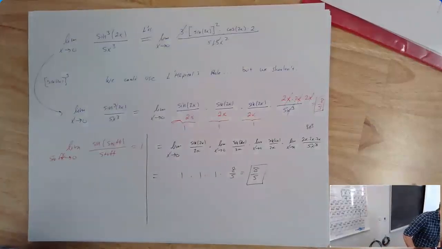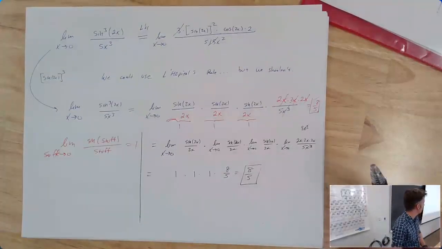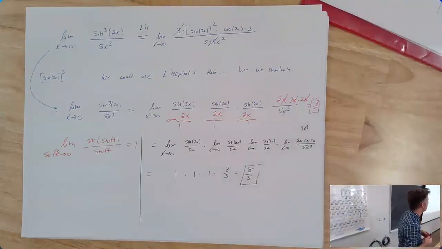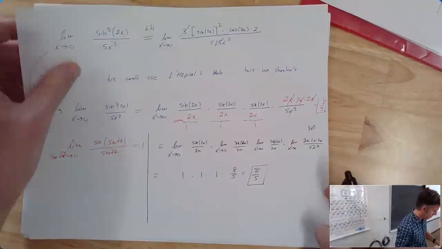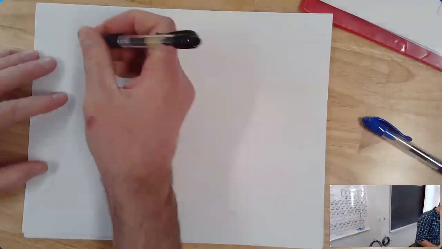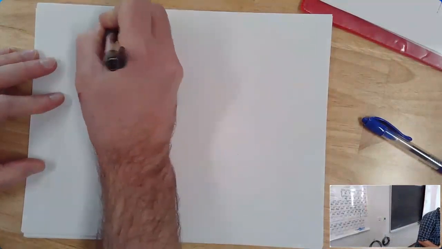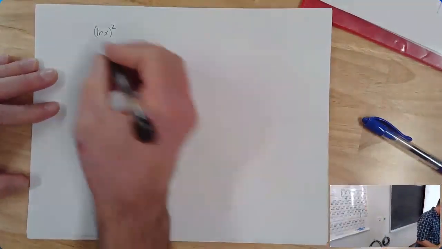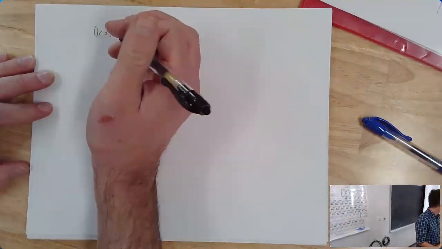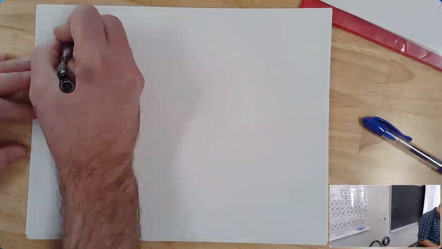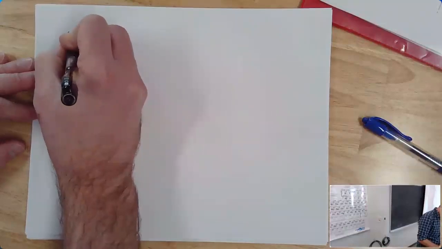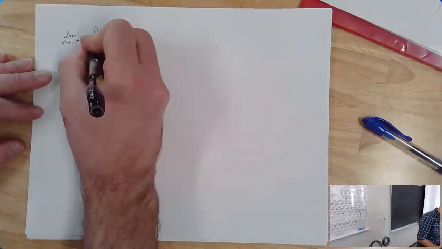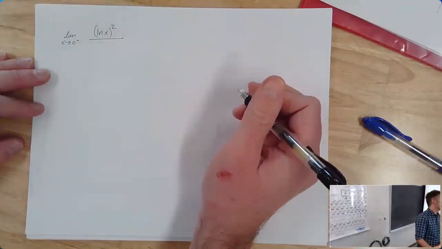Like an actual log of a number, like x or something. It was x. Well, it really depends on what the question is. And then it was squared. So you're looking at something like the natural log of x squared, maybe the limit as x goes to 0 from the right of the natural log of x squared over something.